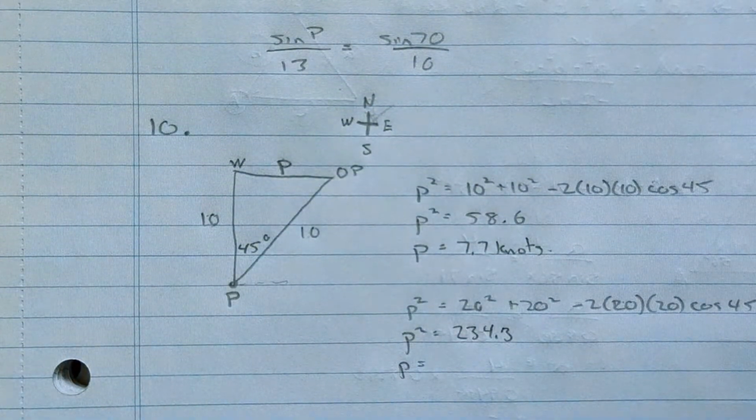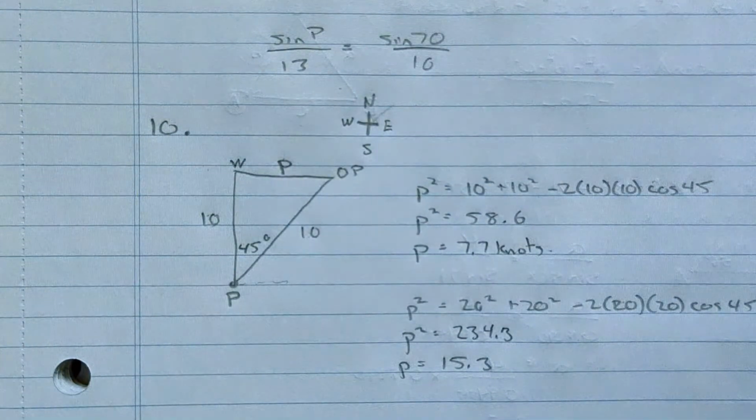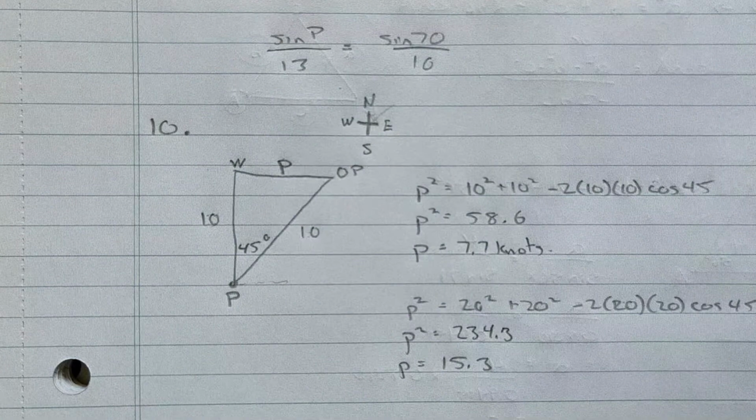In that case, it's 234.3. So we take the square root of that, and we get 15.3. And so it's approximately twice as far apart.